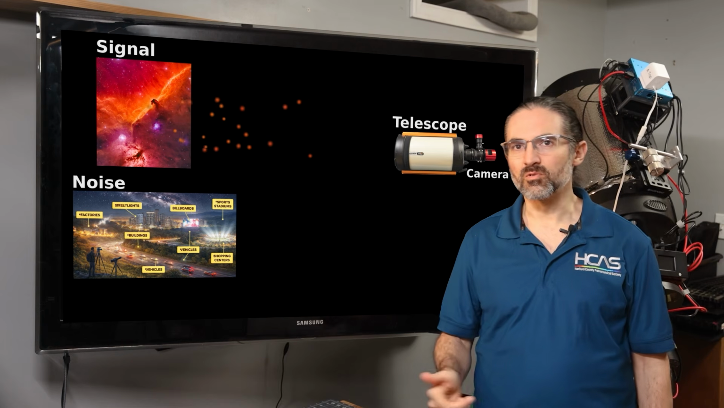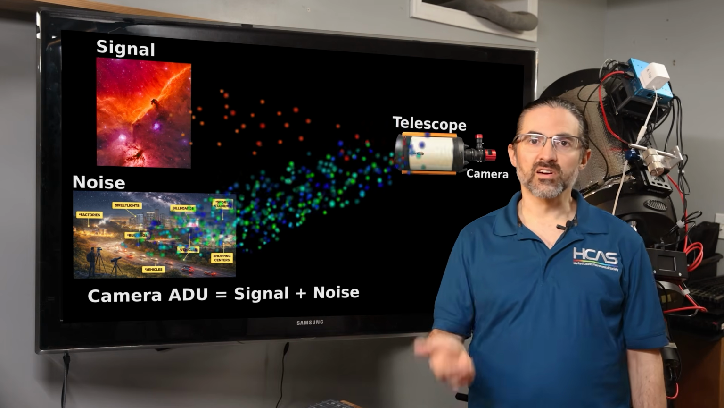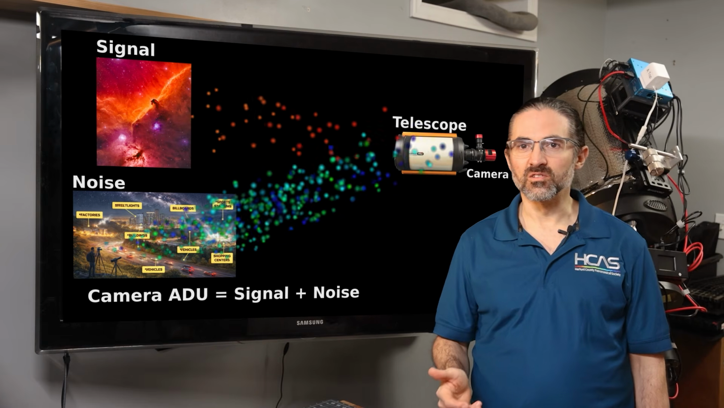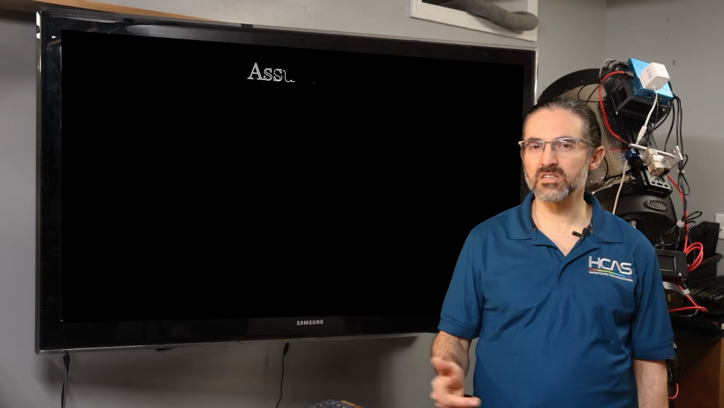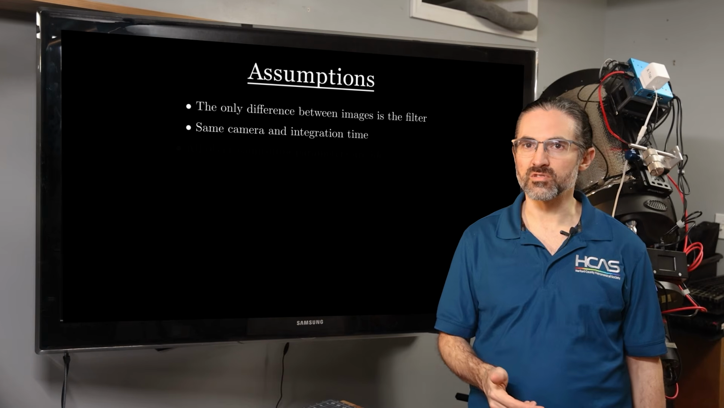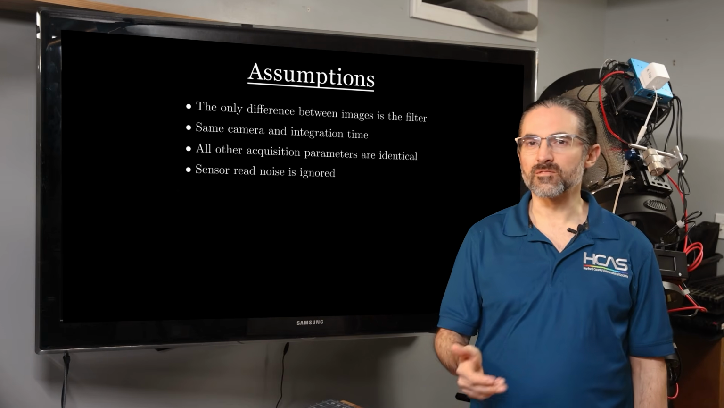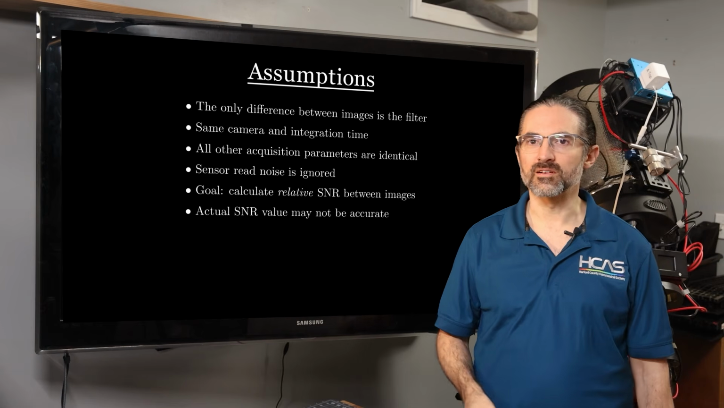Here's the problem. Your camera doesn't label photons as signal or noise. It just records total light. So we're going to get a little creative to figure out what is signal and what is noise. With a few reasonable assumptions, we can estimate the relative SNR between two images using this cross-section approach, and quantify what different filters do on your gear and your sky with your processing.